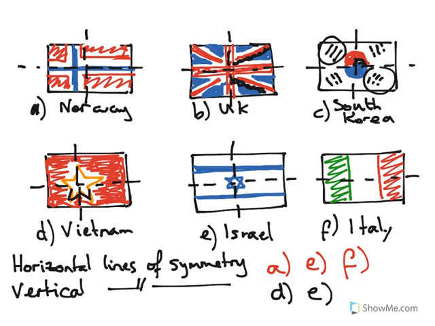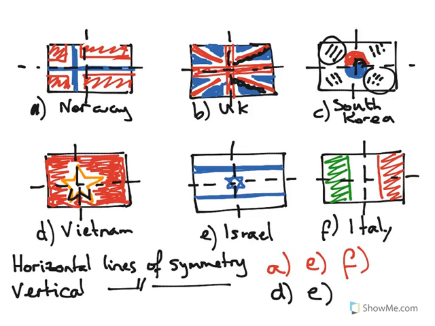And what about Italy? Well, if we made a vertical line of symmetry here, it looks to me like Italy would also have the same on either side of the flag. So the next question is, if it wasn't for the colours. So because Italy has different colours, it doesn't have a vertical line of symmetry. So we remove Italy from our vertical line of symmetry.